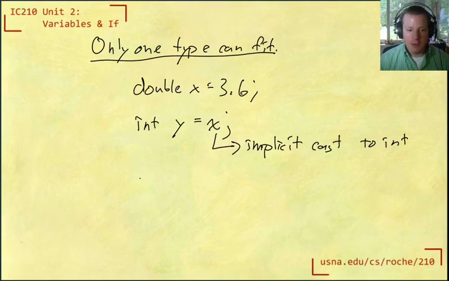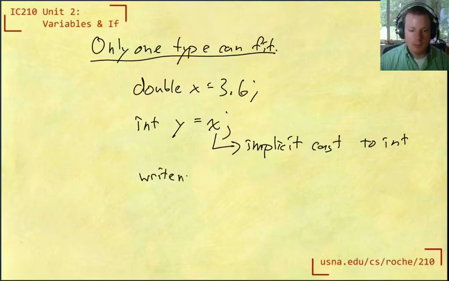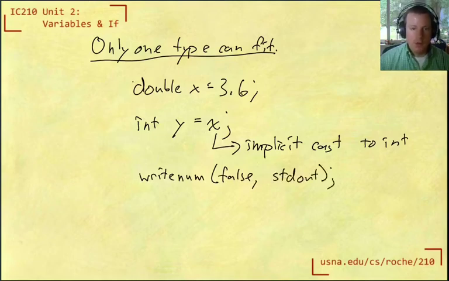Similarly, if I use a function, so if I say, for example, write num, like this, well, the write num function expects a double for this first argument.